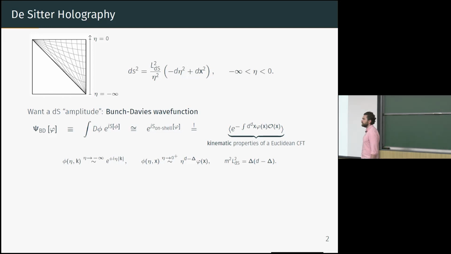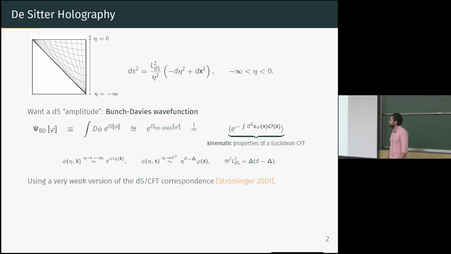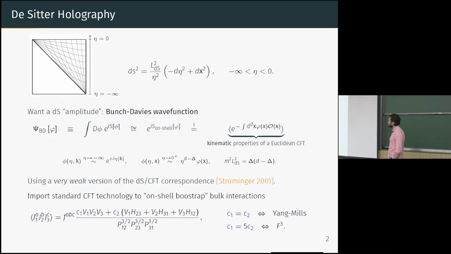So that means that we can open our favorite review on CFT and start using that sort of standard results to say something about this Bunch-Davies wave function. This is, in a sense, a very weak version of the idea of the dS/CFT correspondence that Strominger proposed a long time ago, but we're not actually requiring that there exists a truly dual theory to whatever lives in de Sitter. We're just using the sort of tautological fact that it's going to have the same kinematic properties as a CFT. Okay, so this lets us import standard technology to do things like bootstrap on-shell interactions.